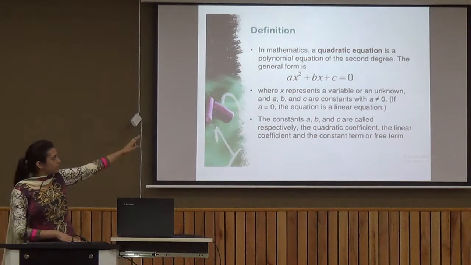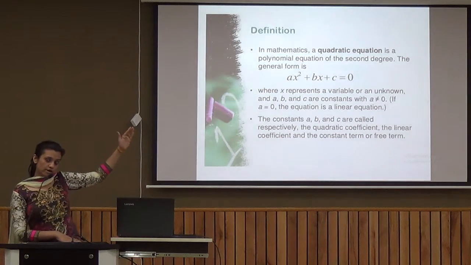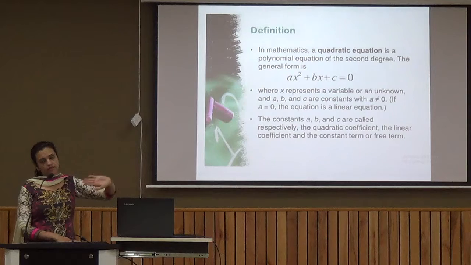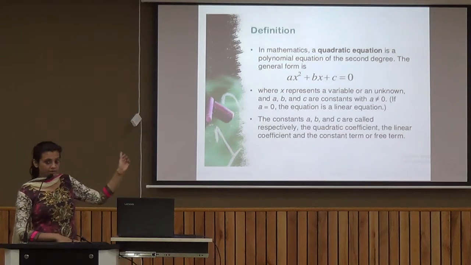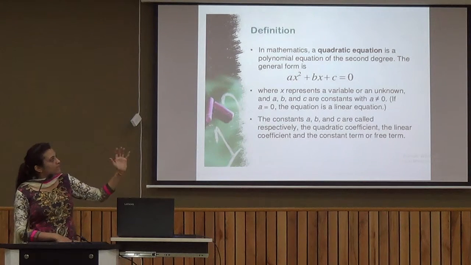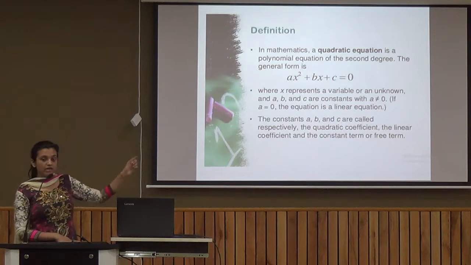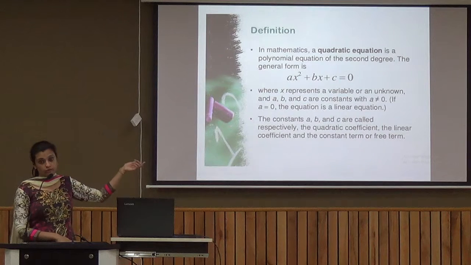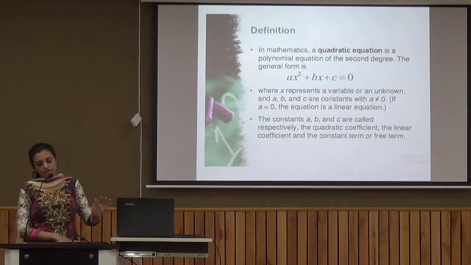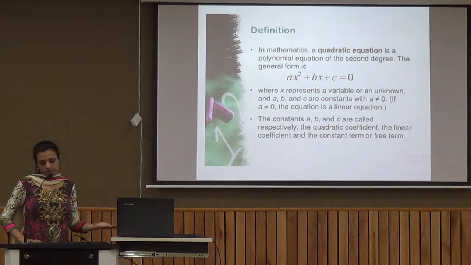Remember, degree 2, as you can see, ax square is compulsory. Rest, even if they are not there, we can still manage. But what is compulsory is the x square term. Here x represents a variable or an unknown, and a, b, c are constants with a not equal to 0. This condition just reiterates what I just mentioned. Because if a is equal to 0, the x square term goes off and we are left with bx plus c equal to 0, which represents a linear equation.